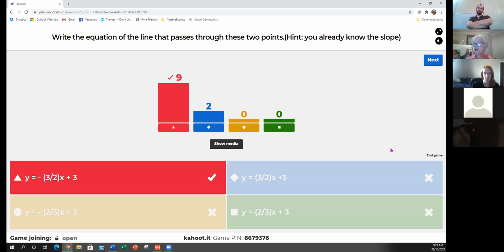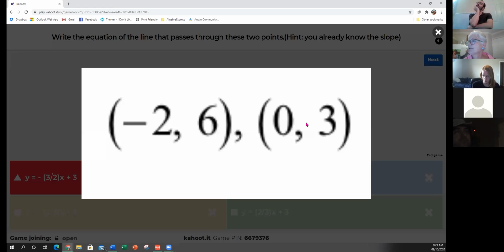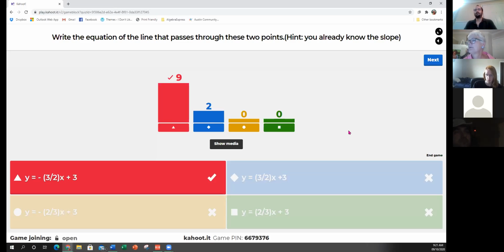Good job. So we know that the slope is -3/2 because we found that in the previous problem. And then we know that the y-intercept is 3, (0, 3), which means it passes through the y-axis at 3. So the equation would be y equals -3/2 x plus 3.